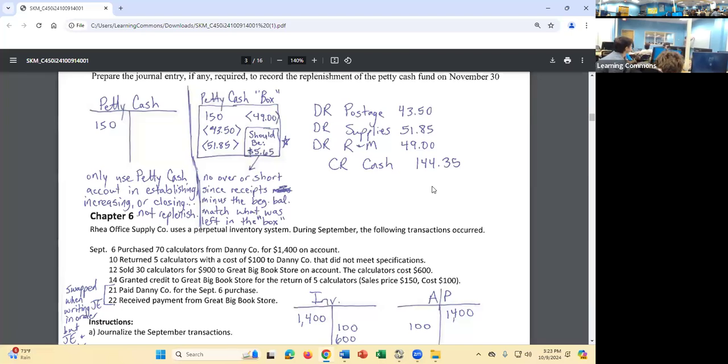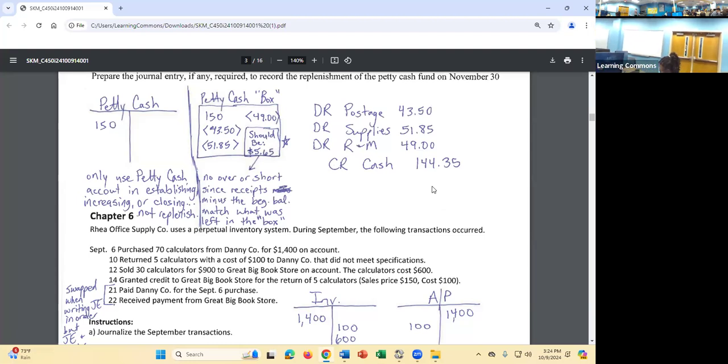September the 10th. We returned 5 calculators back to Danny Company because they did not meet our specifications. And those had a cost of $100. So what account needs to be used? What's one of the accounts? Accounts payable. Is my accounts payable going up or down in this case? Down. So we need to debit accounts payable. Because we did not like some of these calculators, so we sent them back. I don't want to pay for them, so we need to reduce our accounts payable. I need a credit of $100 here as well to make this work. And what account does that need to go to?